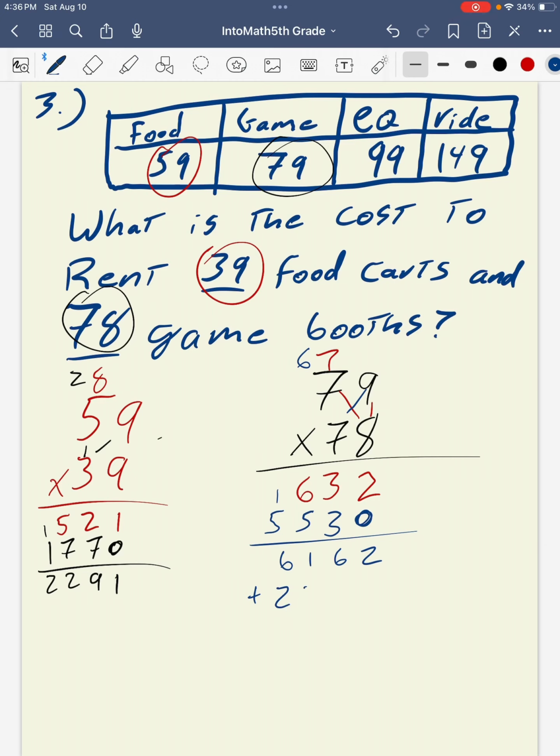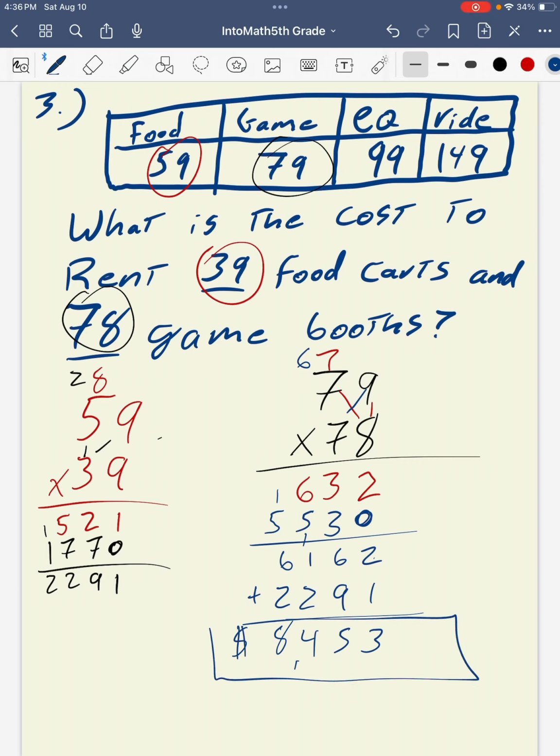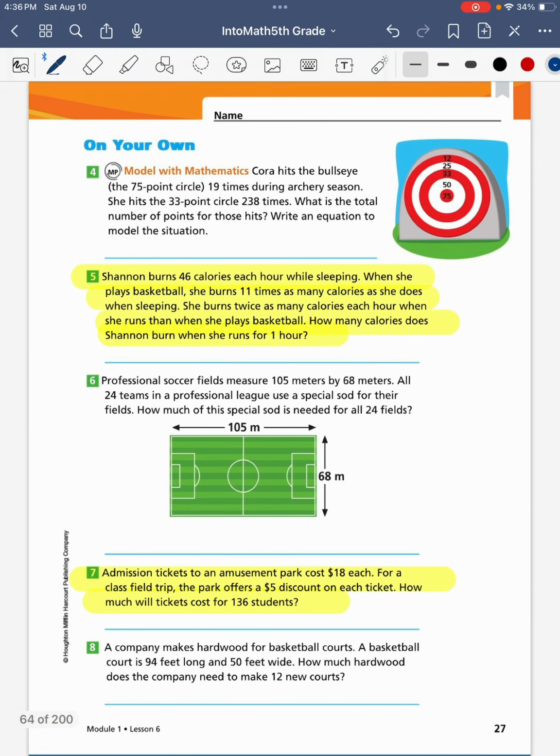Now, if we add up 6,162 plus 2,291, 2 plus 1 equals 3, 6 plus 9 equals 15, 1 plus 1 is 2, plus 2 is 4, 6 plus 2 is 8. The total cost for all of these food carts and game booths is $8,453.